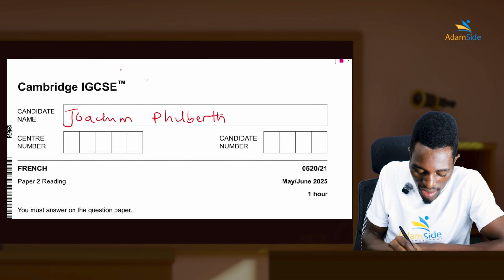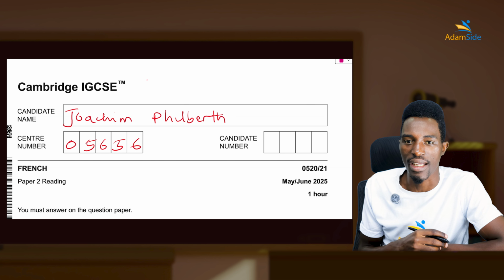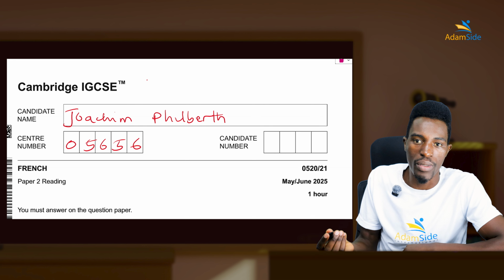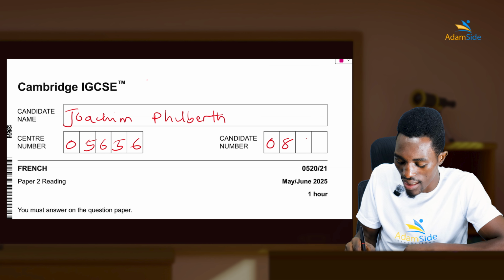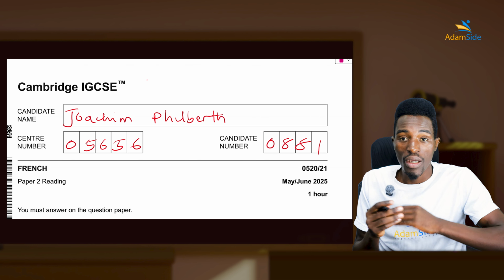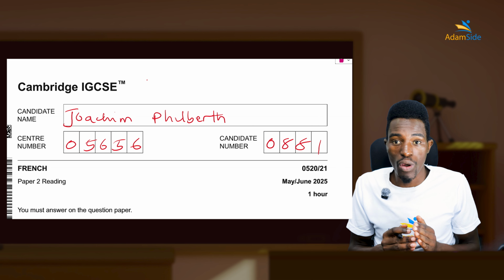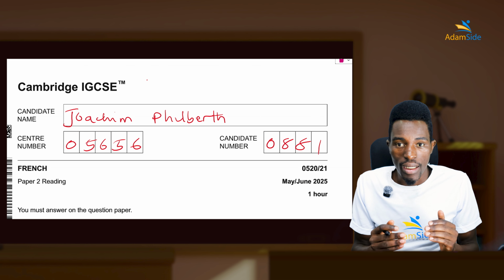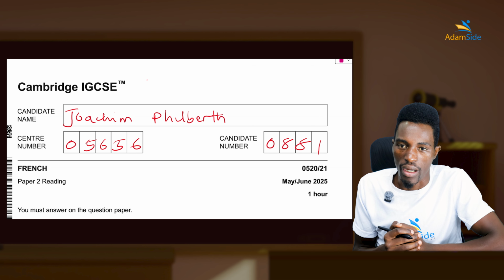Let's imagine maybe 05656 is the center number. Also, we have the candidate number. This will also be given to you. Maybe it is 0881. Maybe this is my candidate number. So before you go to the questions, make sure you fill in this information first. Write your name, candidate number, and center number.